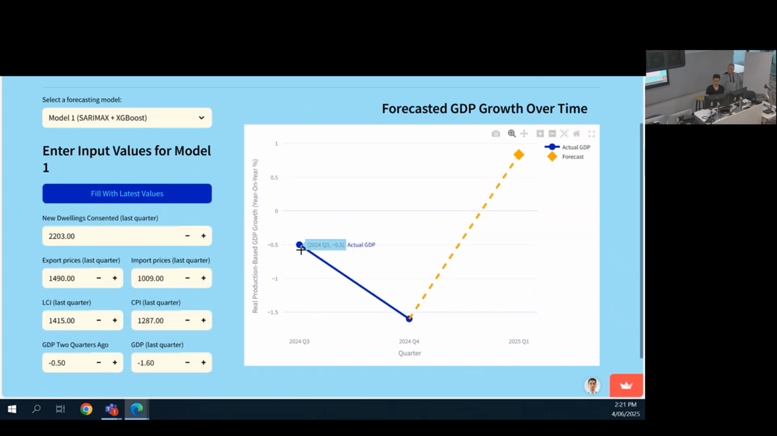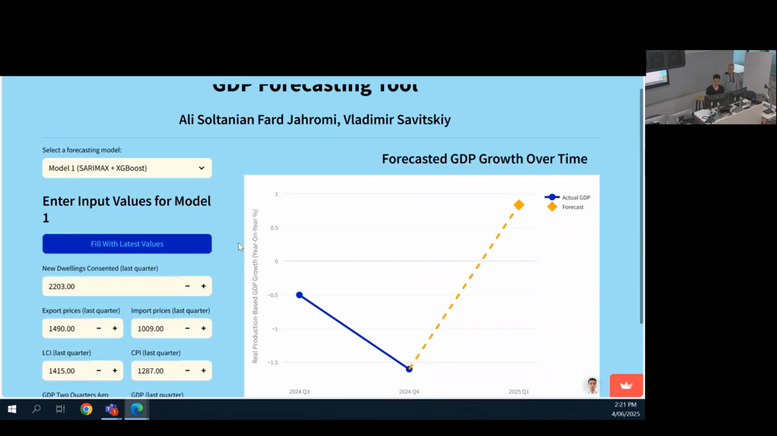And now it's got the GDP in third quarter 2024, fourth quarter 2024, and then the forecast for first quarter 2025. Now this forecasts a 0.836% year-on-year growth for next quarter. This is with the Chronos and XGBoost model. And I'll leave it to Vladimir to show off the second ensemble model, which uses random forest and AdaBoost.